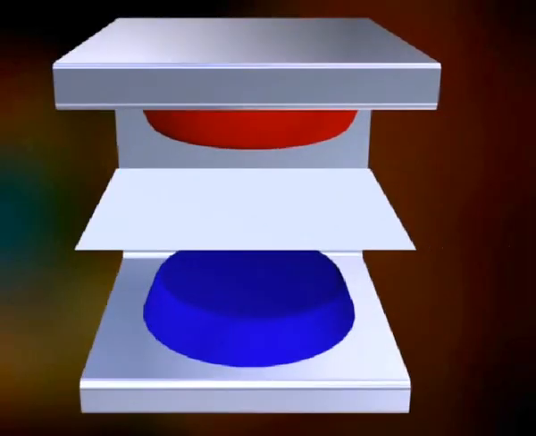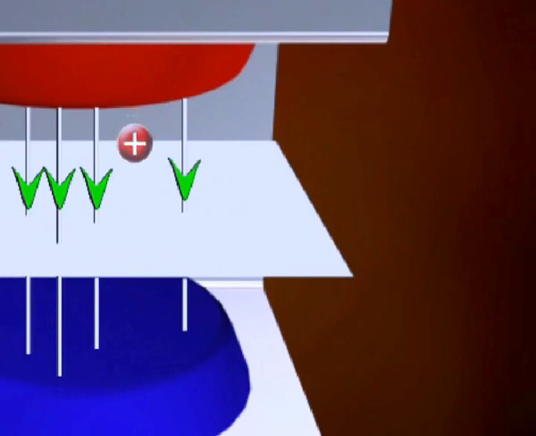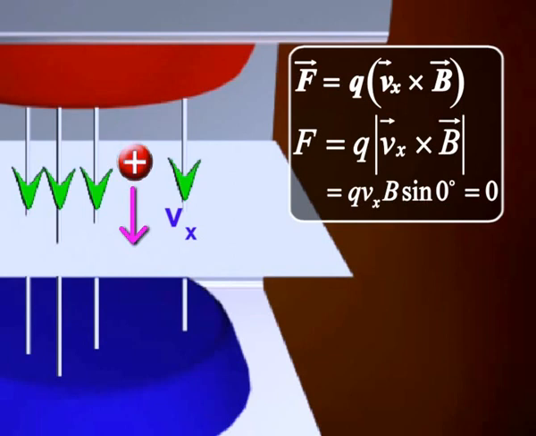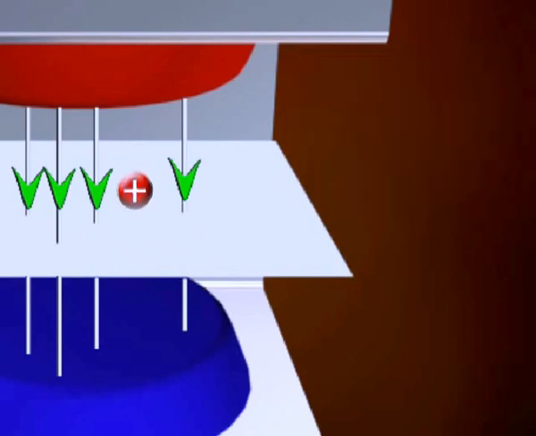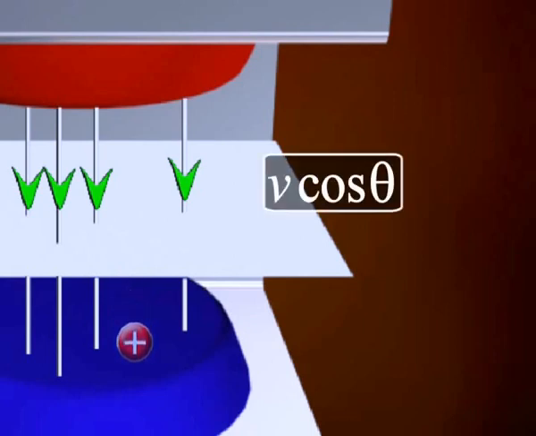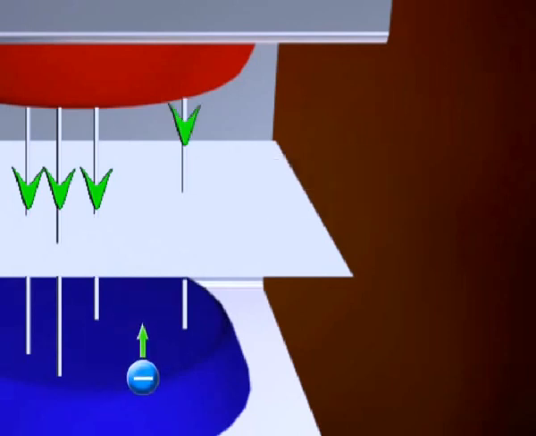For the velocity component vx, the force acting on the charged particle due to magnetic field is equal to q times the cross product of vector vx and vector B, which is 0, because vx is parallel to B. Hence, there will be no force on the charged particle in the direction of magnetic field. Thus, the charged particle covers the linear distance in direction of the magnetic field with a constant speed v cos theta. On the other hand, a negatively charged particle moves opposite to the direction of the magnetic field.